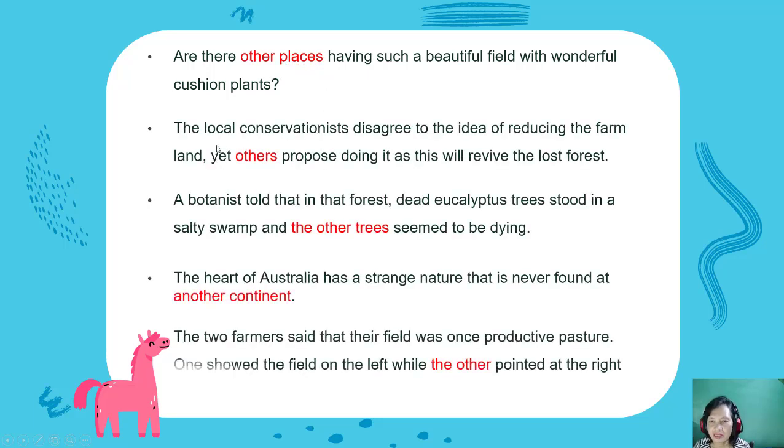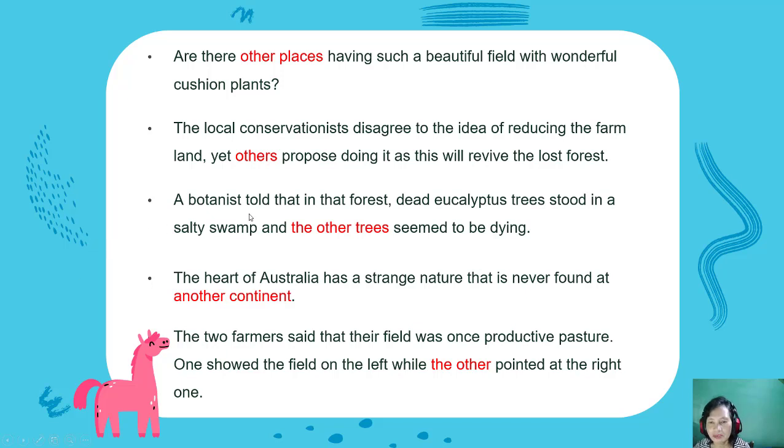Okay, let's see. The local conservationists disagreed to the idea of reducing the farmland, yet others proposed doing it as this will revive the lost forest. So others refers to the local conservationists. The others, yeah. There are many conservationists. That's why we have it here in plural. And this is a noun, as I told you, because it is a pronoun. Because it is a pronoun, we have s here.